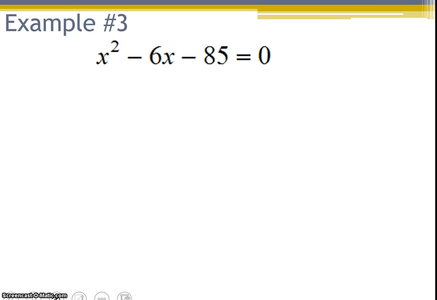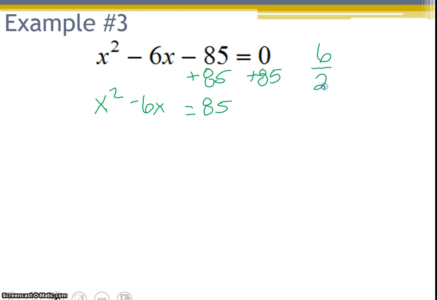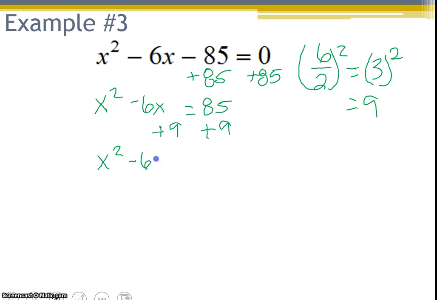For my third example, I'm going to add 85 to both sides. Then I have x squared minus 6x is equal to 85. I take half of b and square it. So that means 6 divided by 2 is 3. I'm going to square that, which equals 9. So I'm going to add 9 to both sides. So x squared minus 6x plus 9 is equal to 94.